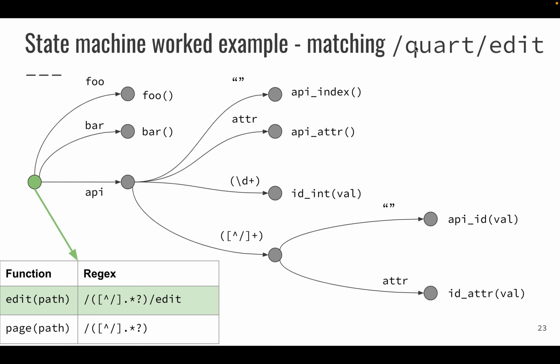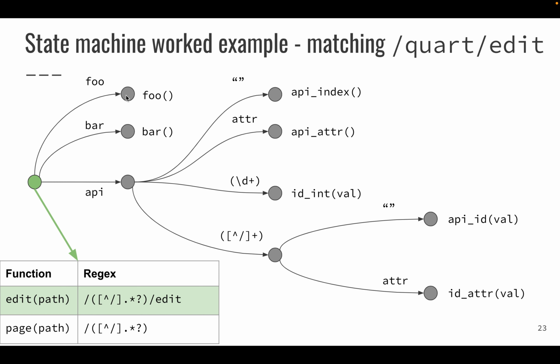So let me explain. So first you split it up. So the first part you're looking at is quart. Does that match foo? No. Does it match bar? No. Does it match API? No. So now you fall into the table and you look at this. Now you match the whole path. So does quart/edit match this? Yes. And we pick out quart as this part. And we call edit with the path equal to quart. So that's a state machine router. And it's quite hard to see on this because I had to make it simple enough to fit on a slide.